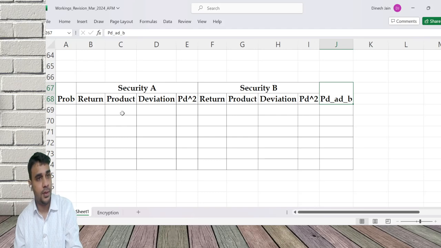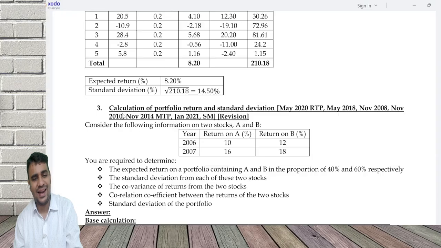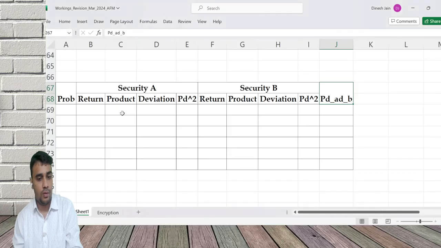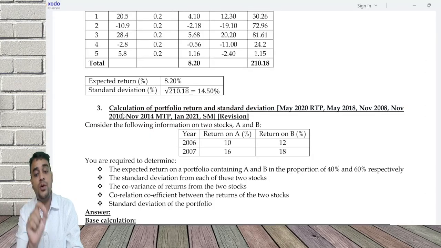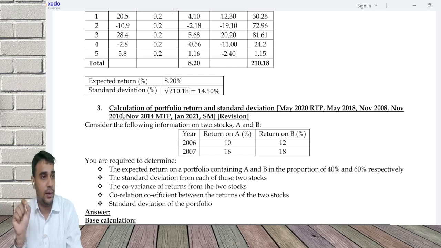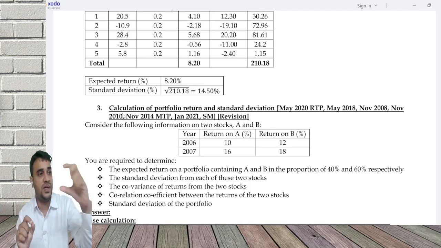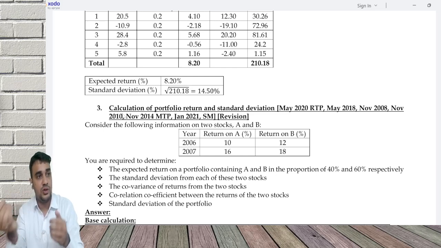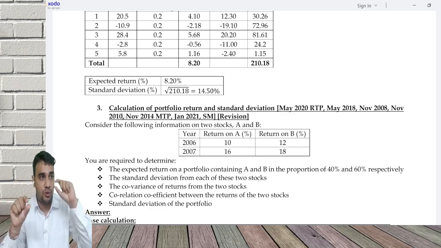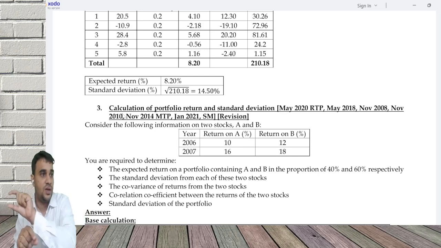I can add a column called year, which may not serve much purpose, but if I want, I can add that column. What is the return of A? 10, 16. One important thing is, you can change the order if you want. But where you're writing 10 for security A, you have to write 12 for security B. For example, they give a table saying 2006, 2007, 10, 16. After some time, they say 2007, 2006 for another security. So you will have to ensure that the order is proper: 2006 in the same row, 2007 in the same row.